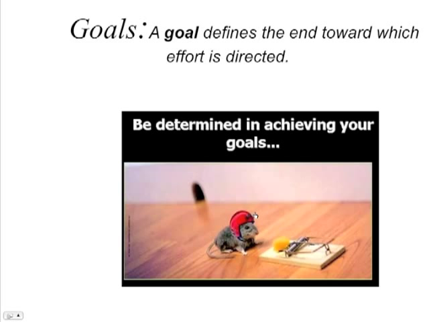So, a goal defines the end toward which an effort is directed. In this case, you have a little mouse who's trying to get cheese. He's wearing a helmet. The goal is the cheese, but he has to take steps to get there, which are the objectives, and maybe he has to wear a helmet, and mentally he has to be prepared for action.